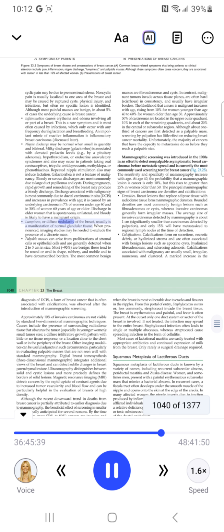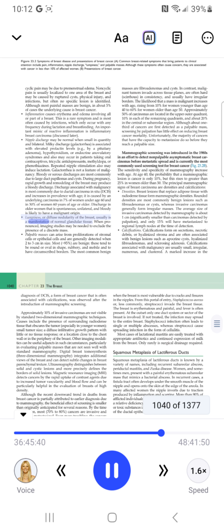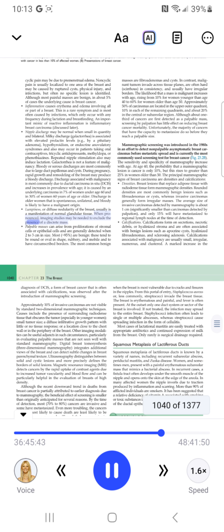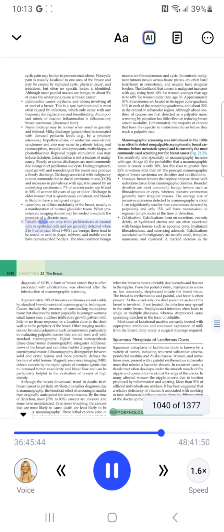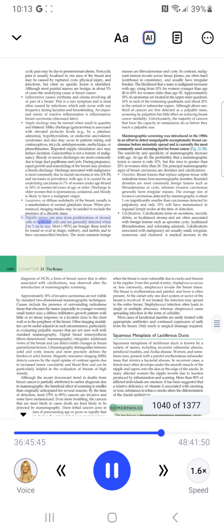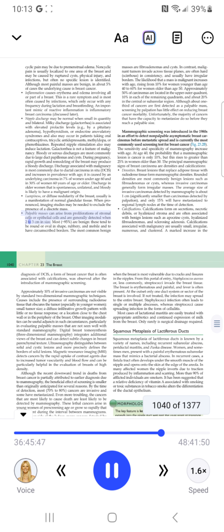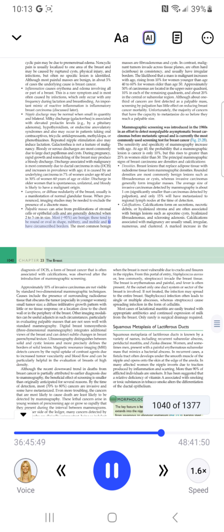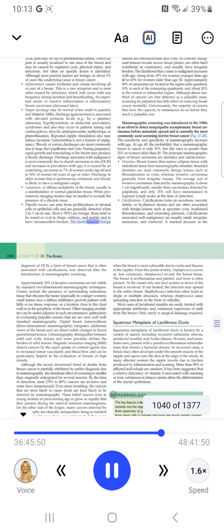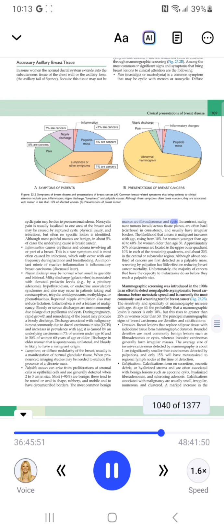Lumpiness, or diffuse nodularity of the breast, usually is a manifestation of normal glandular tissue. When pronounced, imaging studies may be needed to exclude the presence of a discrete mass. Palpable masses can arise from proliferations of stromal cells or epithelial cells and are generally detected when 2 to 3 centimeters in size. Most, approximately 95%, are benign. These tend to be round or oval in shape, rubbery, and mobile, and to have circumscribed borders. The most common benign masses are fibroadenomas and cysts.